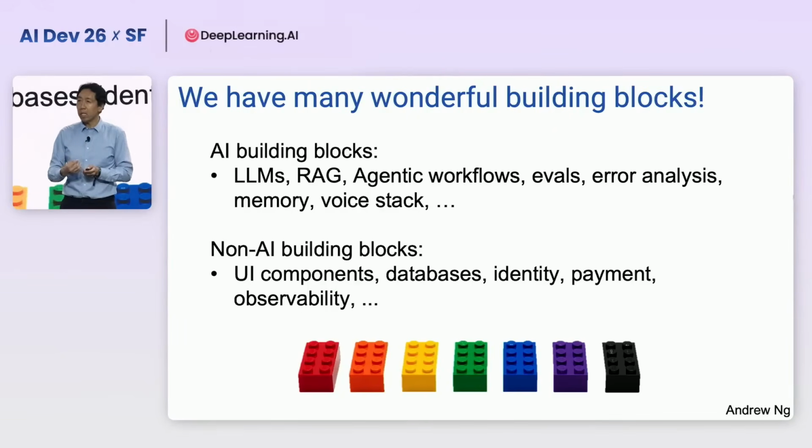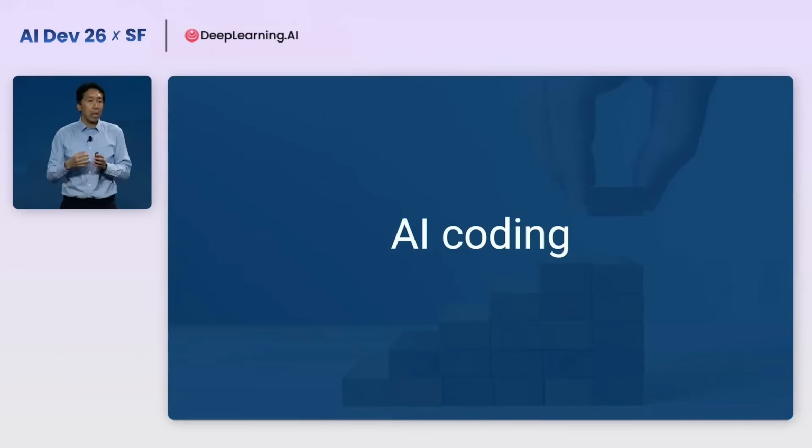And it turns out, because of AI coding, these building blocks are proliferating at a speed like we've never seen. There are more and more building blocks every single day, both AI and non-AI, for all of us to use. And this is wonderful, especially when AI coding lets us get AI agents to assemble these building blocks for us.